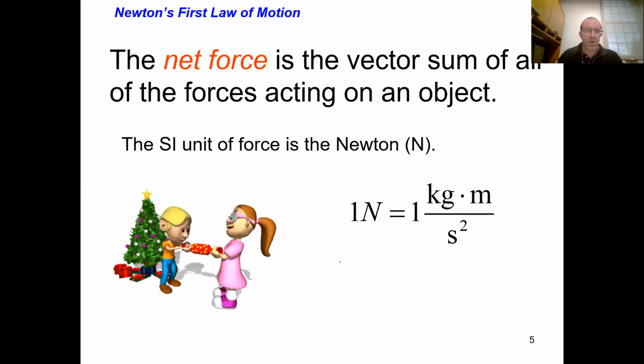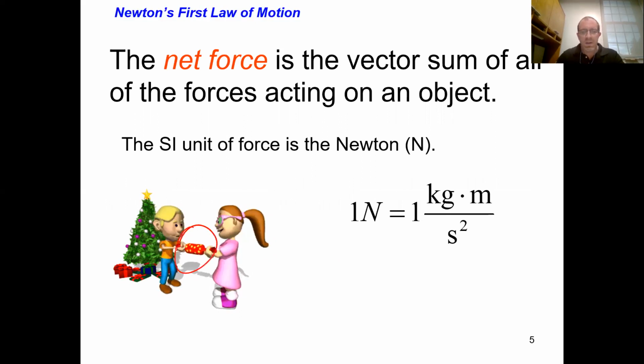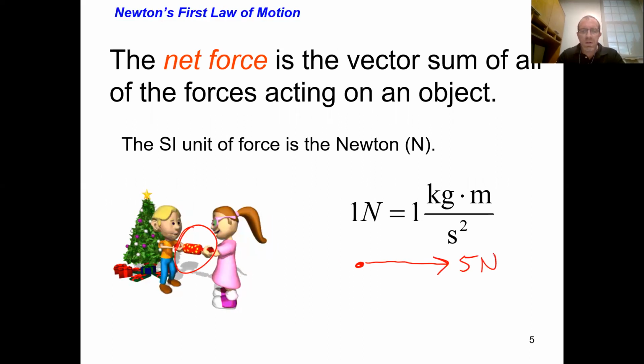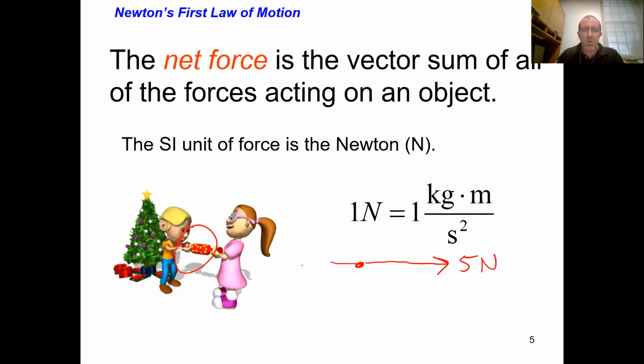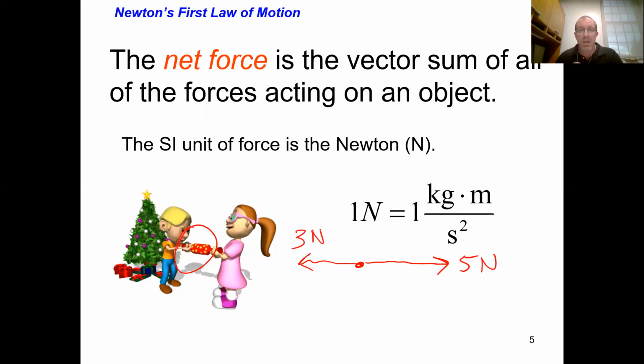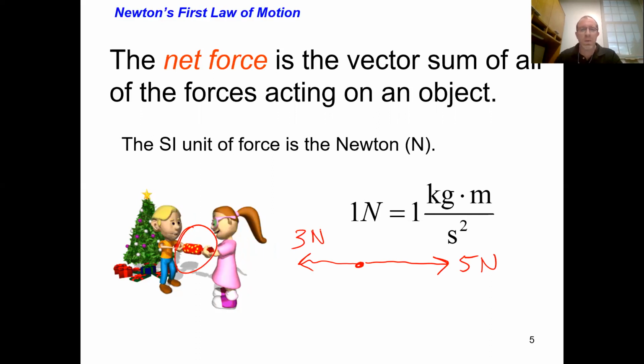All right. So for instance, I could have my two kids here. They're pulling on the candy, and maybe the girl is pulling with 5 newtons of force to the right, and the boy is pulling with 3 newtons of force to the left. And you notice what I did with the vector sizes there. I made them match up, or at least I tried to make them match up with the sizes of the forces.